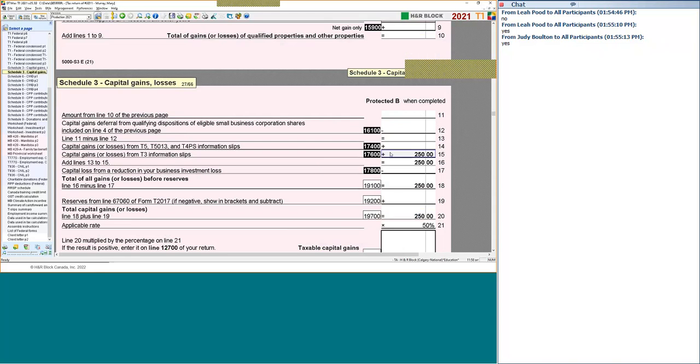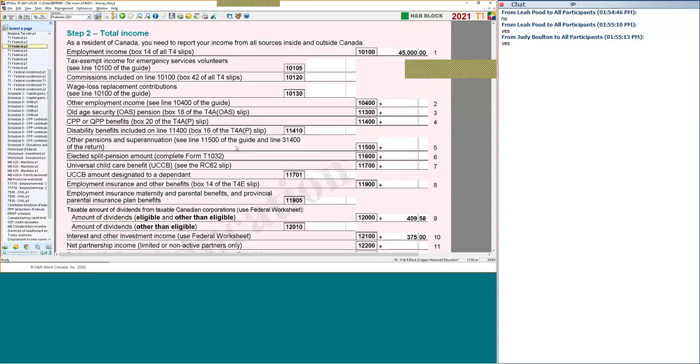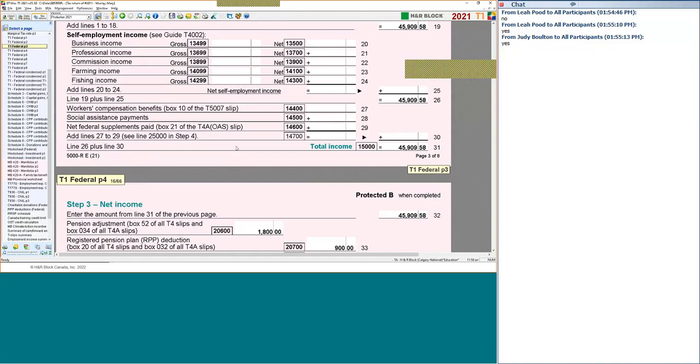So if it's from a T3, put it on the T3 line. If it's from a T5, put it on the T5 line. Don't get them mixed up. It can accidentally double your income because if you say I have a T3 and the government sees a T5, they will helpfully add the same income back in again. So make sure this is on 17600. It's 250. Half of it is taxable, so I'm going to take 125 and I'm going to put it back on the return. Back to my income page, I have total income of $45,909.